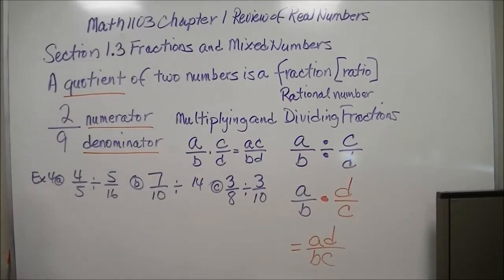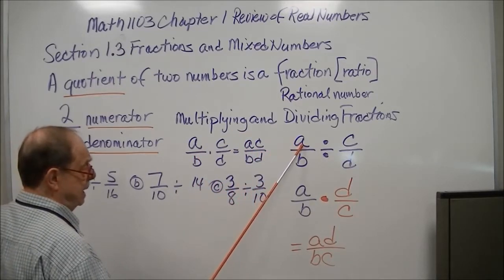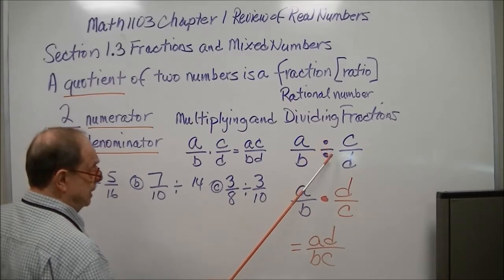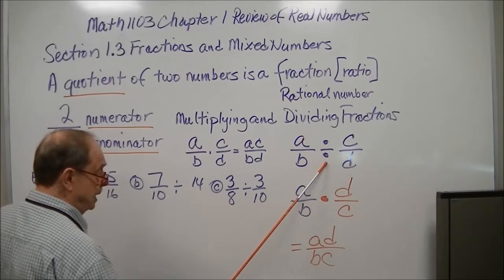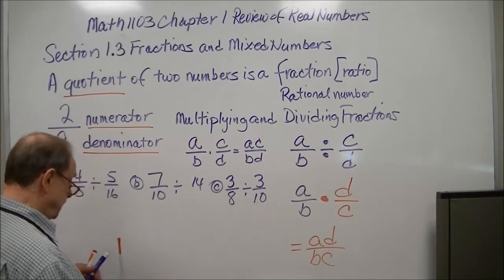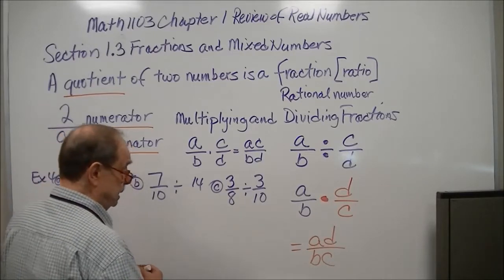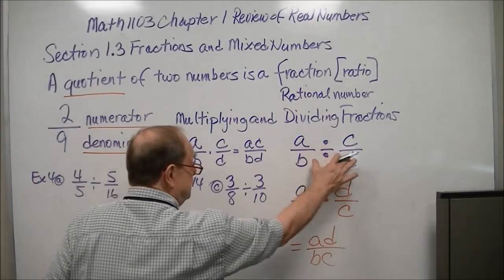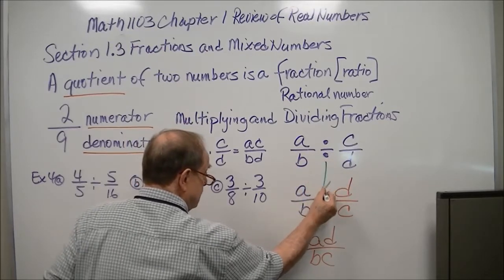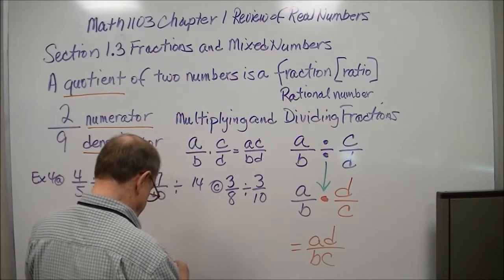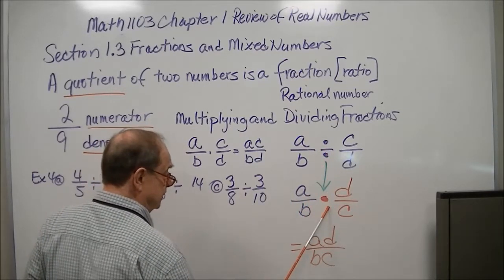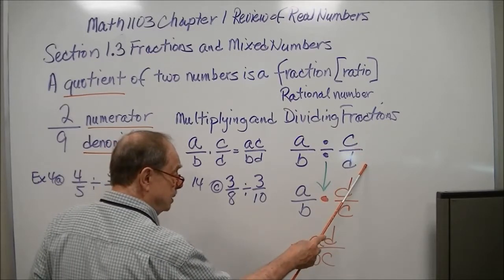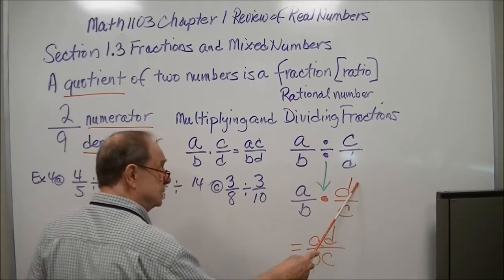As we do division of fractions now, the example would look like this: A over B divided by C over D. Or this fraction divided by this fraction. Now here's the key to that. The basic rule is we're going to convert all division of fractions to multiplication of fractions. We do that by changing the division sign to multiplication, and then the second term we flip it. That is, take the reciprocal.